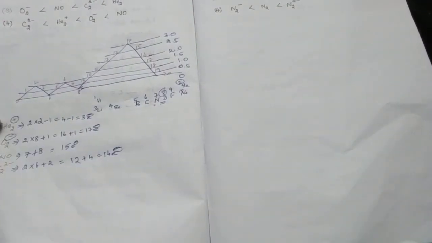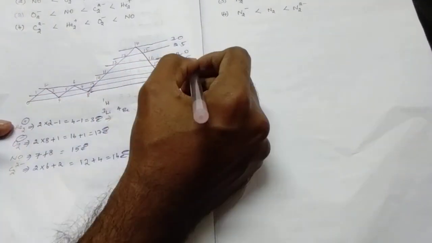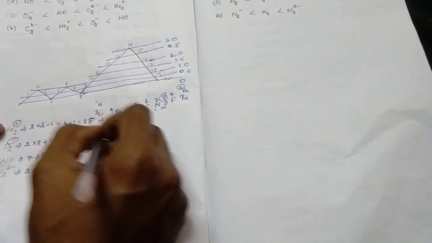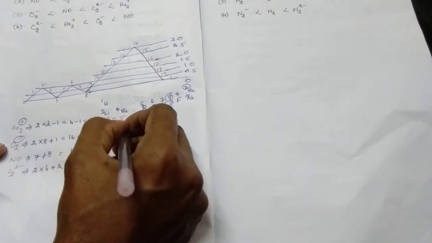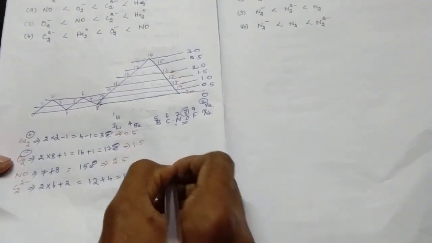Based on the total electrons we can identify the bond order. So the bond order is 0.5 for the 3 total electrons species. For 17 electrons, so O2 minus, it is 1.5. For 15, the bond order is 2.5. For 14, it is 3.0.